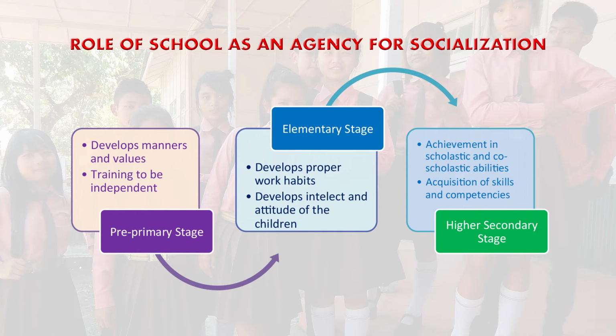School involves the children in a variety of scholastic activities, as well as co-scholastic activities. Then acquisition of skills and competencies is also another part at the higher secondary stage that the school helps the children to develop. Further, now let us focus upon how the community acts, or what is the role of the community as an agency for the process of socialization of the child.